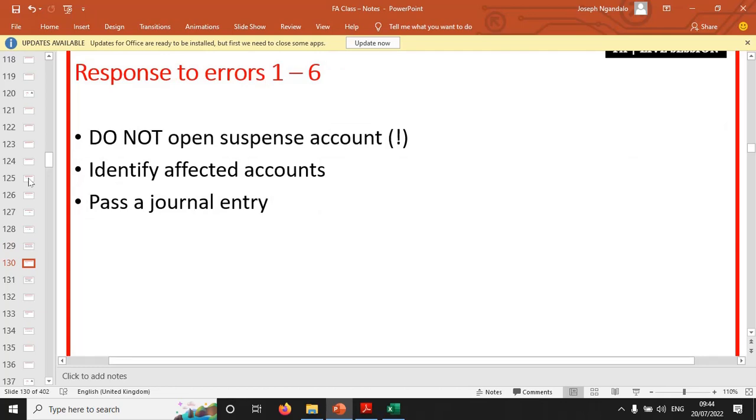So please write the following. For these errors, you should not open a suspense account when these errors occur. Okay? All you need to do is to identify the affected accounts and pass the correcting entry. Pass a journal entry.